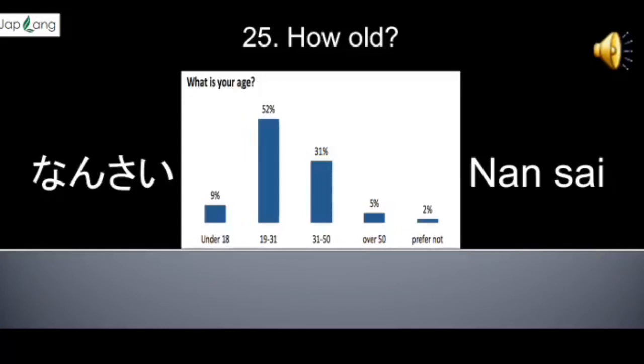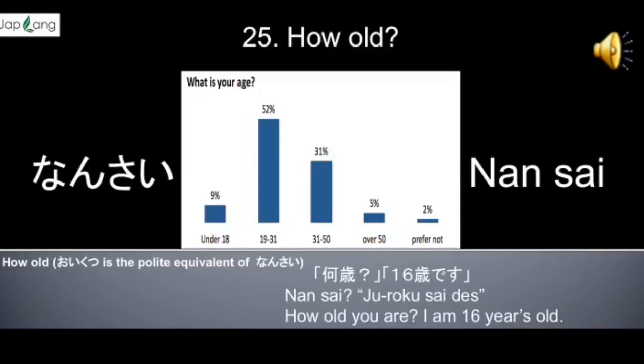Example sentence. Nansai, oikutsu. Oikutsu is a polite equivalent of nansai, right? If you are speaking with some senior person, you want to be very polite, you can say oikutsu desu ka? That means how old are you, instead of saying nansai desu ka. So the question is nansai desu ka? How old are you? And the answer will be 16 sai desu. I am 16 years old.